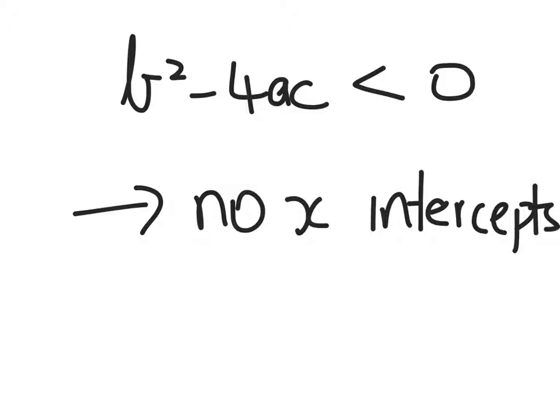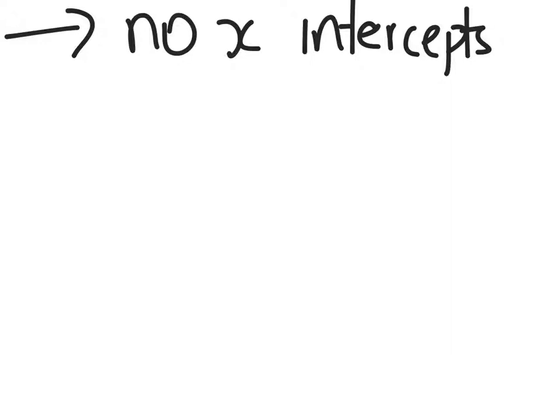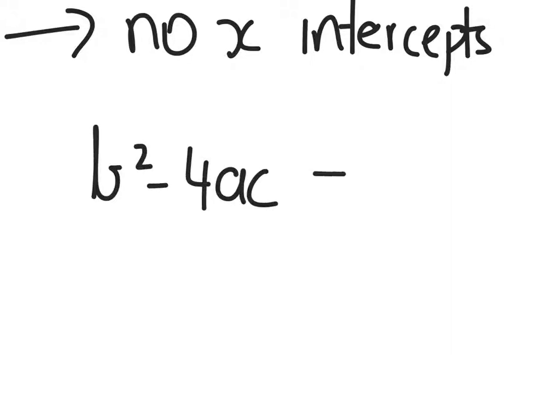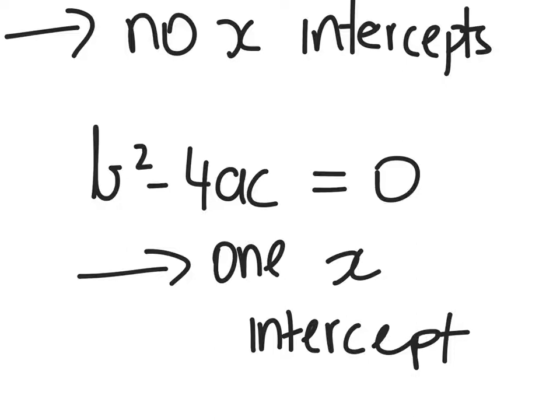Now, what will happen if my discriminant is equal to 0? Well, if it's equal to 0, that means that inside the square root you're going to have 0. So the square root of 0 is 0. And that means you're only going to end up with 1, because you're going to have plus or minus 0, which is only going to give you one solution, so one x-intercept. Okay?